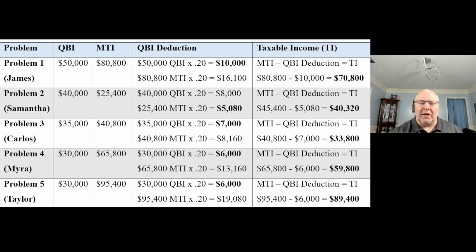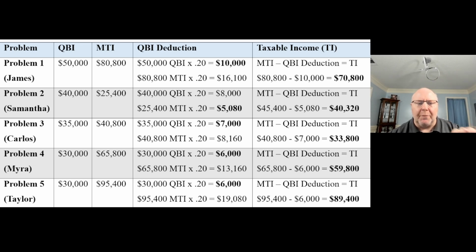That's our taxable income. But problem number 2. Samantha throws a little wrinkle into this whole thing, and I probably shouldn't put modified taxable income. I need to explain what's happening on this one. If we look over at the taxable income calculation, it says 45,400. And you're looking and wondering, where did that come from? I see QBI 40,000. I see modified taxable income of 25,000. I don't see anything on here that says 45,400.